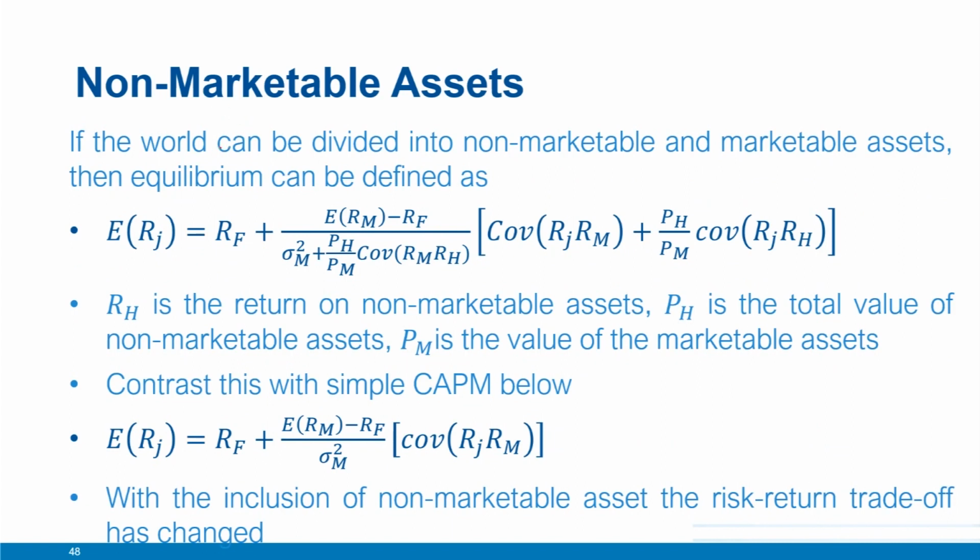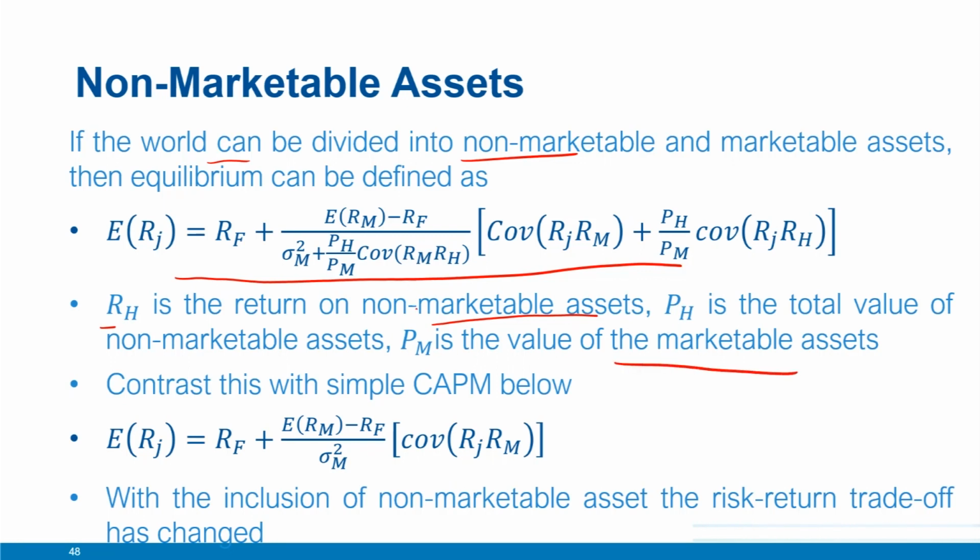To begin the analysis, let's say we can divide the world into non-marketable and marketable assets. Ignoring the mathematics, the resulting model appears like this. There are a few new terms that we need to explain. First is RH, which is the return on non-marketable assets. PH, which is the total value of non-marketable assets. PM, which is the value of marketable assets. Please remember, while we are defining these terms RH, PH, and PM, the assumption is that they are for a particular given period. CAPM works on a period-by-period basis, so CAPM is a period-wise equilibrium model.